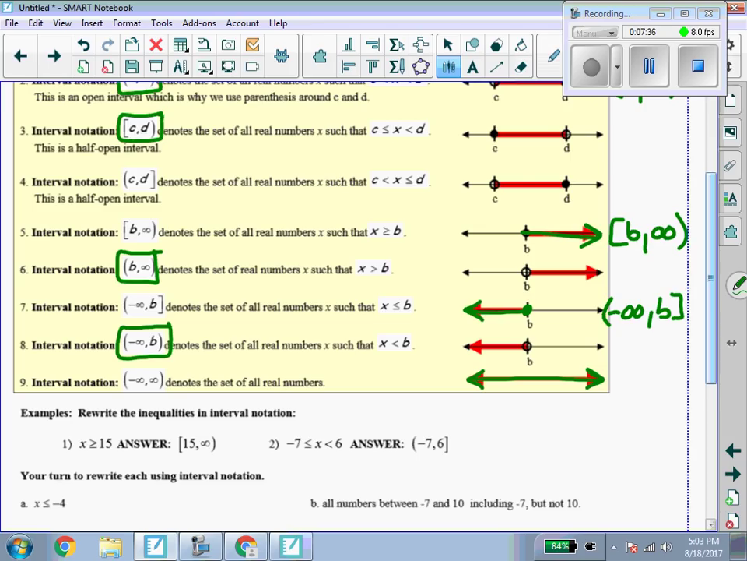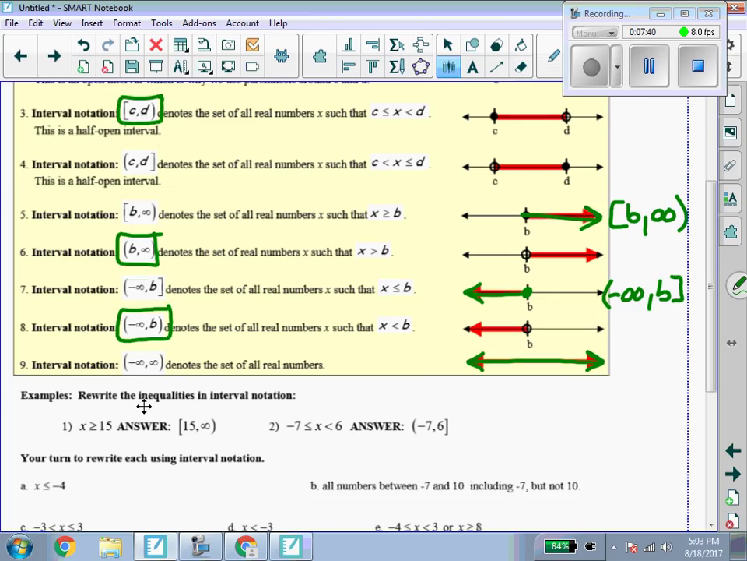So here are two examples that we have. It says, rewrite the inequalities in interval notation. So this one, if it helps you to actually write a number line, I suggest going ahead and doing that. So if we have a number line here, we have 15 on our number line. It's a closed circle because x is greater than or equal to 15. And then, of course, greater than or equal to means we're going to the right because those are numbers bigger than 15. So notice it's a closed circle, so that's why we have bracket 15 to infinity.